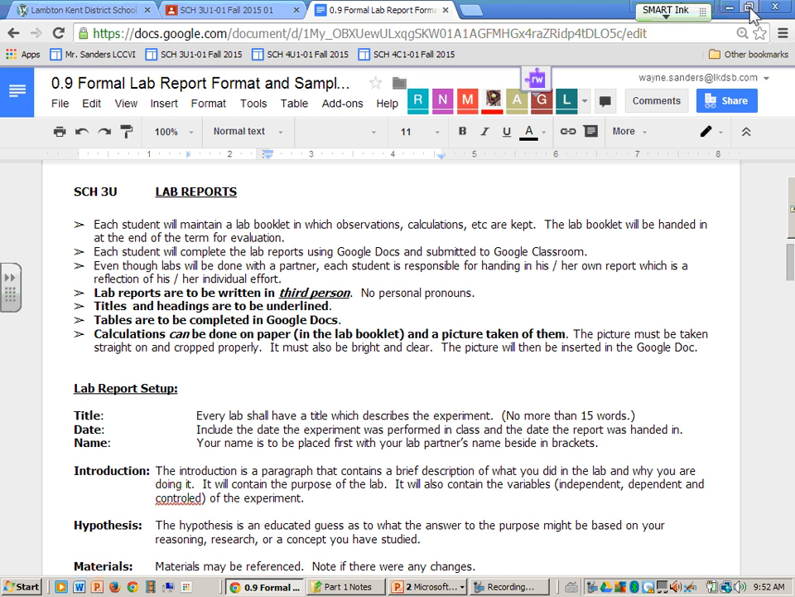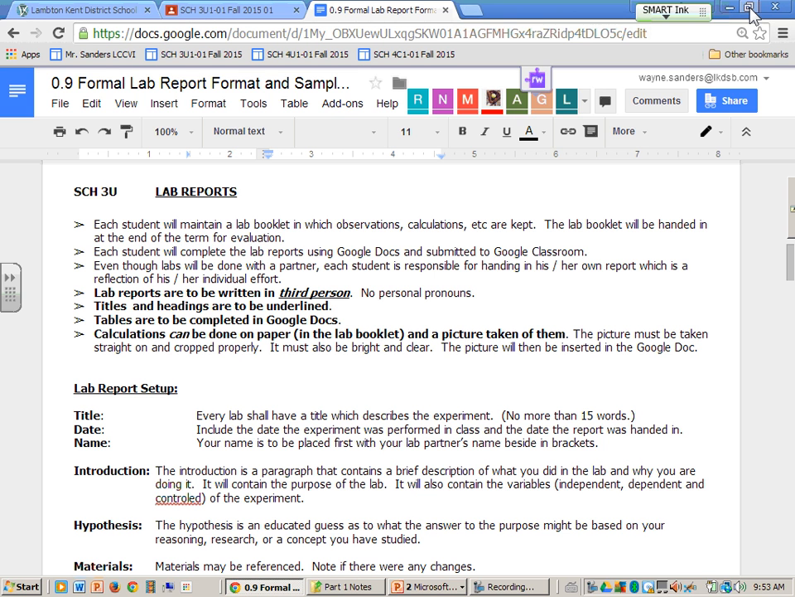All right? Titles and headings are to be underlined. This is going to be in Google Docs. Any tables that you create, also in Google Docs. You're going to notice down here at the bottom, calculations can be done on paper in the lab booklet. I'll talk about the lab booklet in a moment. And then take a picture of them.